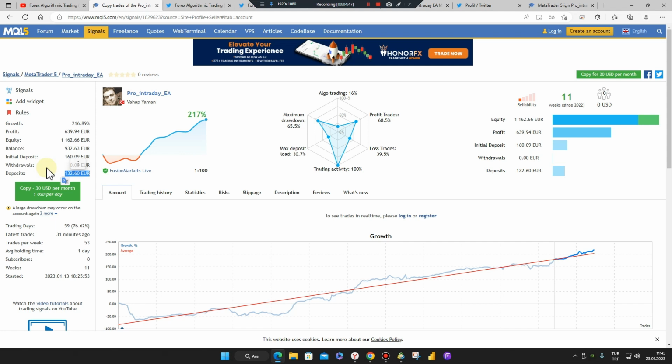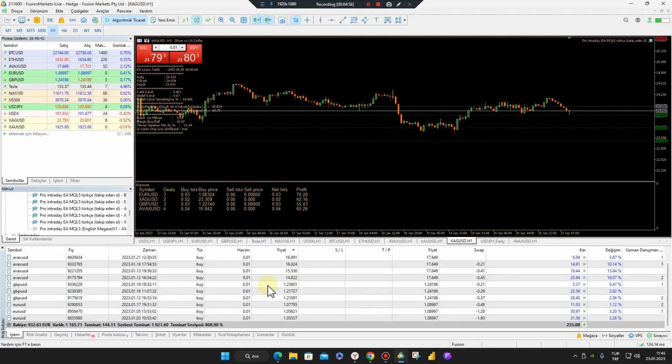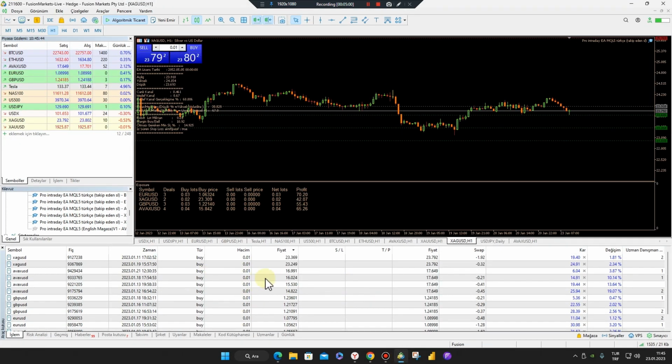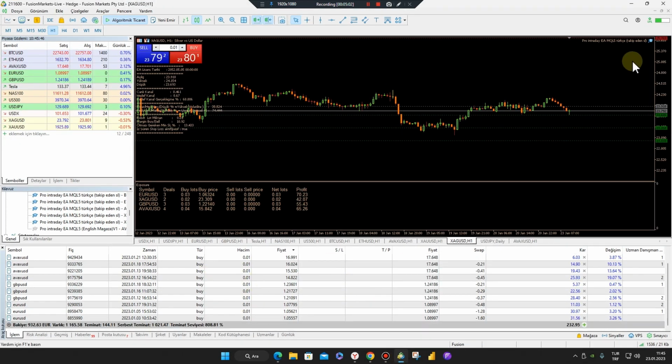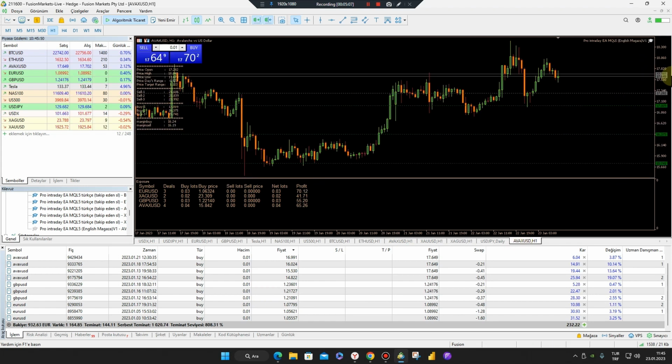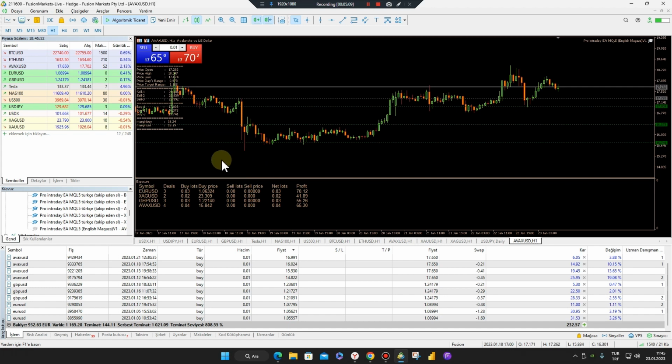If you want to minimize your risk and if you want to do emotionless trading, you can use the algorithmic trading system that I wrote the code for, the Expert Advisor Pro Intraday EA. You can use this EA written in MQL5 language. Good earnings to everyone.